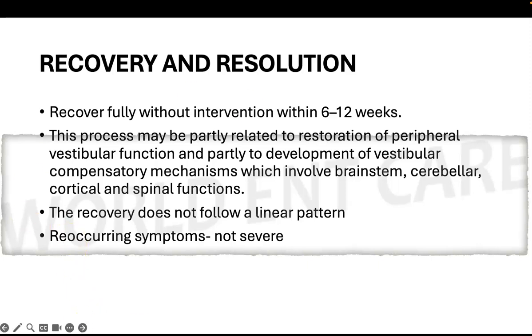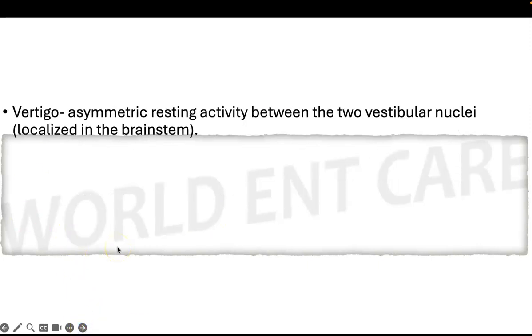Now, if we talk about it, the vertigo is experienced when there is an asymmetric resting activity between two vestibular nuclei. And neural recordings in animals recovering from a unilateral peripheral vestibular lesion show that central compensation depends on an increased spontaneous neural activity in the ipsilesional vestibular nucleus and a decreased spontaneous neural activity in the contralesional nucleus, thereby rebalancing activity of the left and right vestibular nuclei.